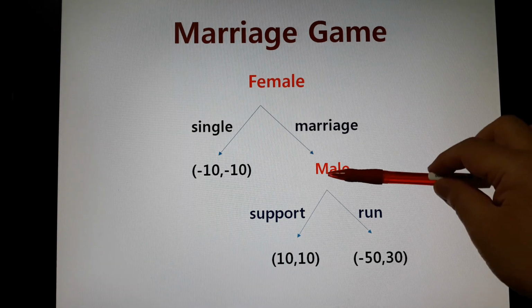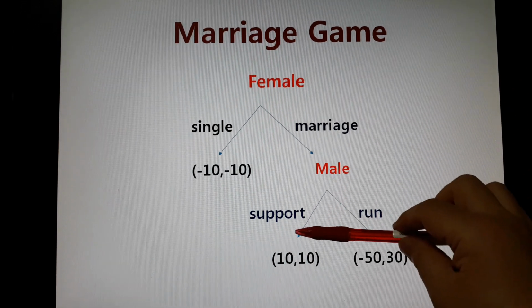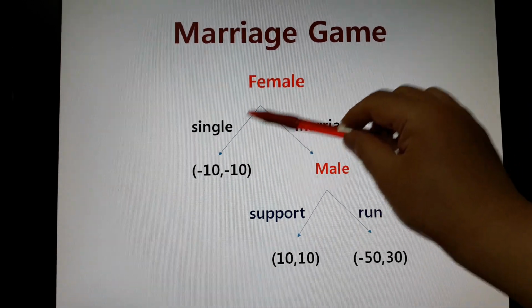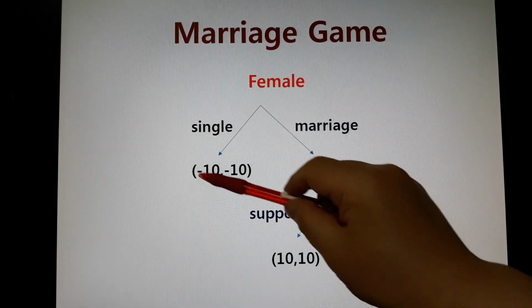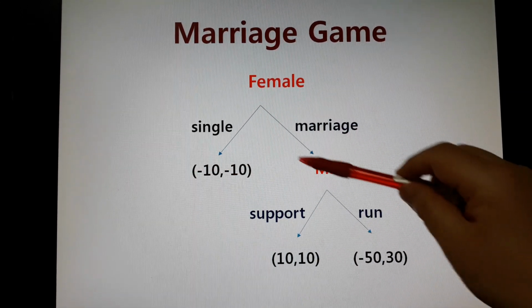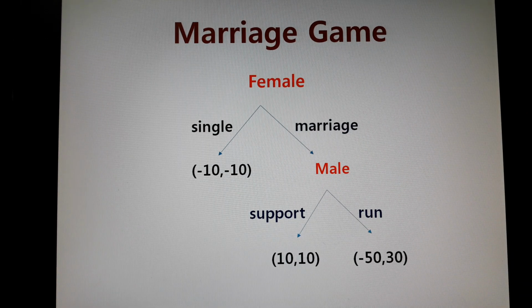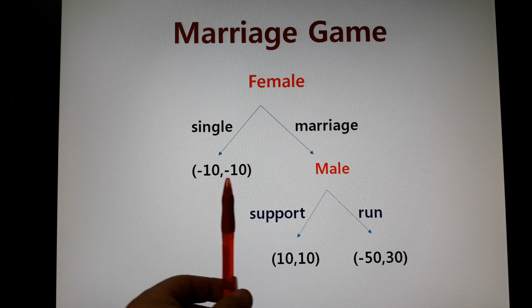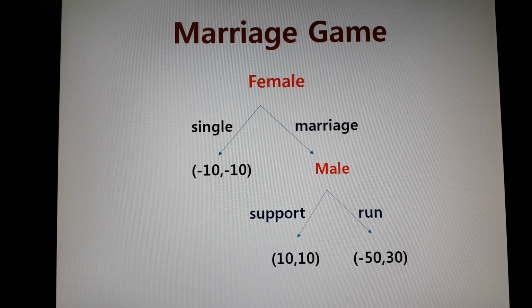And the assumption here is when the female and male get married, probably they will have a child or children. So if the male supports the female, compare that to the situation of staying single. The first number is the female's number, the second number is the male's number, and it represents happiness. So if they stay single, the female's happiness is -10, the male's happiness is -10. The assumption is that if they don't get married, they are free, but somehow they feel lonely. Probably that's why human beings get married. They don't want to be lonely.